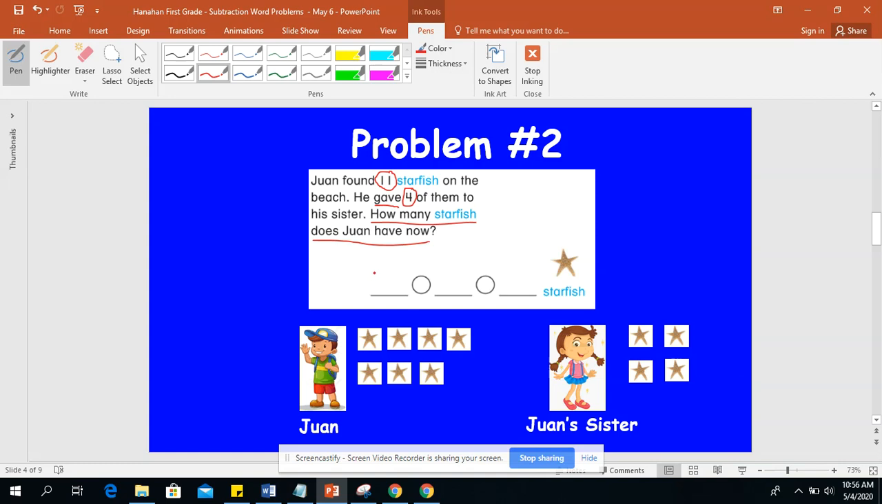Again, we can represent this problem with a subtraction number sentence. We know Juan started with 11 starfish, and he gave 4 of them to his sister. Since he's giving away starfish, we know we're subtracting. So 11 take away 4 equals 7. The answer is 7 starfish. Juan now has 7 starfish. Good job. Let's keep going.